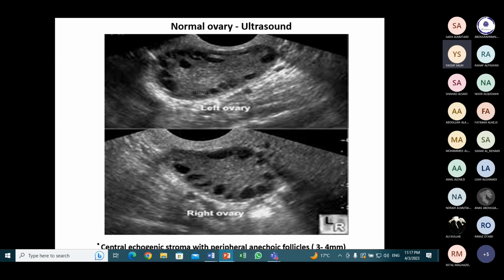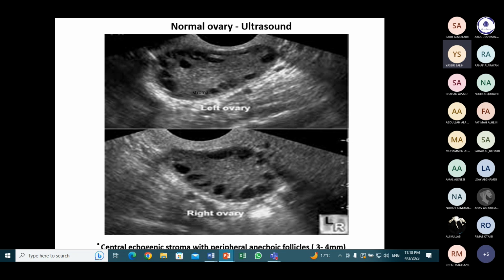The normal ovaries, you have to notice the normal ovaries, which are on both sides. There are the left ovary and the right ovary. This normal ovary has follicles. These follicles are very small and arranged in the periphery. This is the normal appearance of the ovary. The central stroma is hyperechoic with small follicles, and notice the follicles are anechoic. Anechoic follicles. These are very small, usually ranging between 2 to 3 to 4 millimeter.